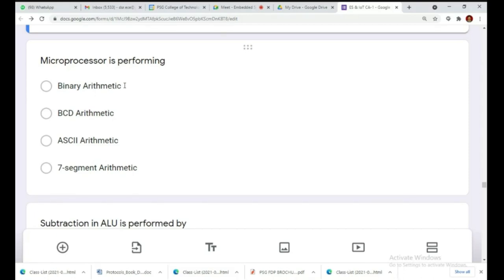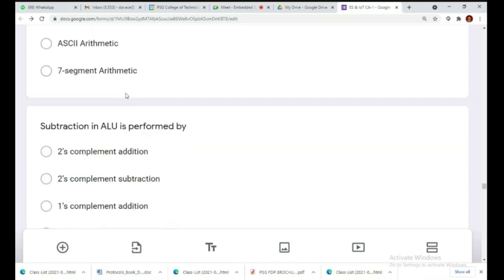So that binary arithmetic output from the accumulator must be converted to BCD first, then converted to ASCII to display it on the screen or LCD, or BCD has to be converted into 7-segment code to display it on the 7-segment display. These are all the code conversions that we study in digital electronics, right? But things are happening only in binary. So the microprocessor is performing only binary arithmetic. Binary arithmetic is the right answer.